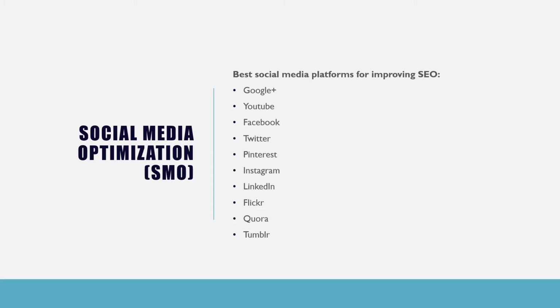YouTube, if you're making videos. Another way for you to share videos is with a website called Vimeo. Facebook and Twitter you're probably familiar with. Pinterest is used a lot, especially tying in information to blogs. Instagram, you can share pictures. LinkedIn is very popular with businesses and people who are looking to network. Flickr, Quora, and Tumblr.